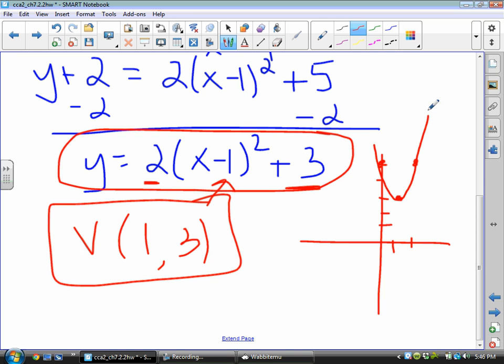And sketch just means have a couple points. Have it look generally like that. Okay, so I know it's a little skinnier. Its vertex is at (1, 3), and that's how we change it into graphing form.